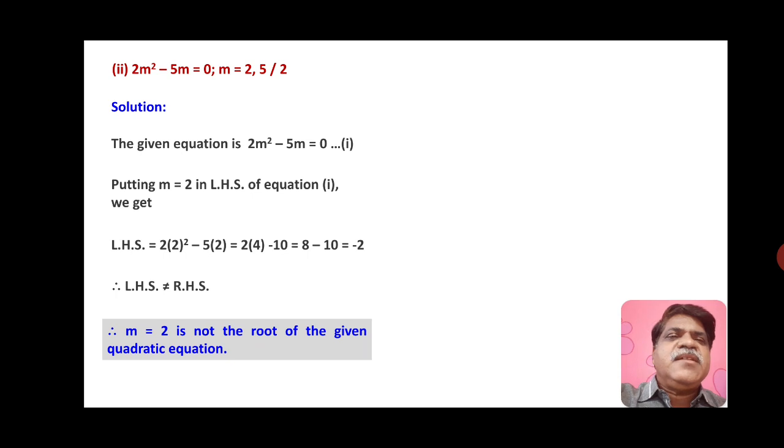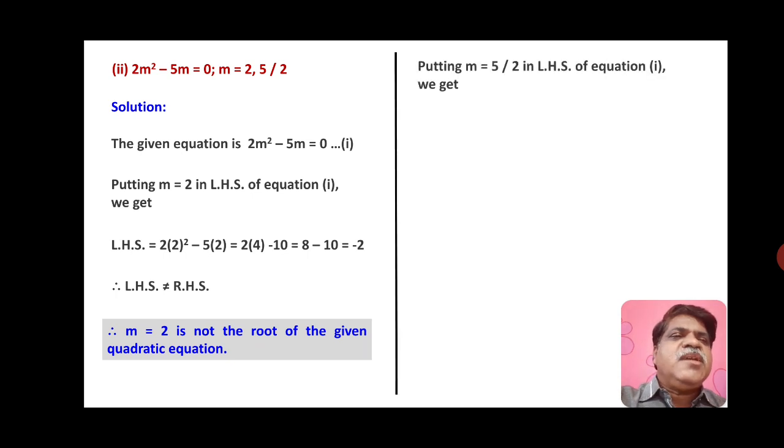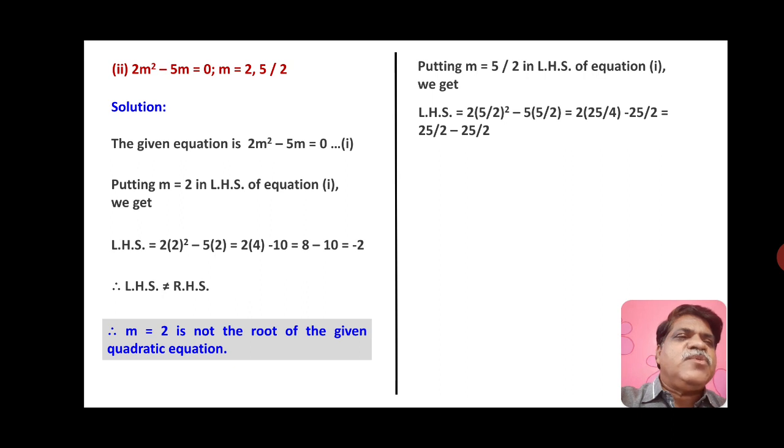Let us consider the next value. Putting m is equal to 5 by 2 in the LHS of the given equation 1, we will get LHS is equal to 2m square, this is 2 into bracket 5 by 2 bracket square minus 5 into bracket 5 by 2, which will be 2 into 5 by 2 square is 25 upon 4 minus 5 5s are 25 upon 2, which will be 5 5s are again 25 by 2. Here, you would be getting 25 by 2 minus 25 by 2. So, the result is 0.